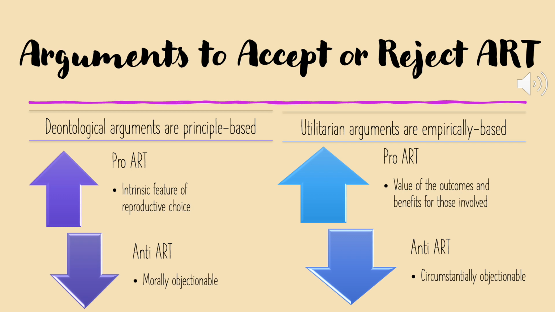Utilitarian arguments, on the other hand, are very empirically based. So they're going to be looking at what are the outcomes of this. Those that are for ART are going to talk about the value of the outcomes and the benefits to those involved in the process, and the benefits of being able to allow this woman to conceive a child. Those who are against ART are going to consider what circumstances are objectionable, and what are the outcomes of, if we are creating a child, are we making the child a commodity? Are we doing the greatest good for all of these other children that need a loving home? So you can see how certain ethical theories, deontology and utilitarianism, could be used to argue either view.